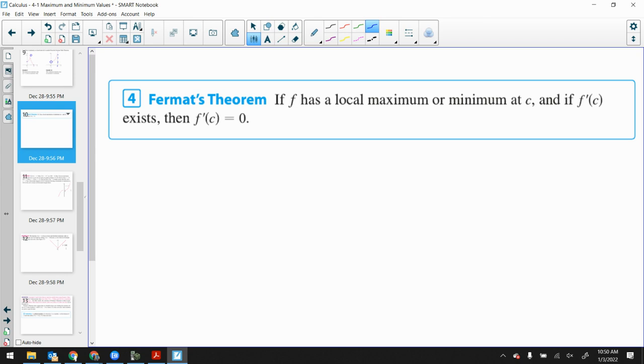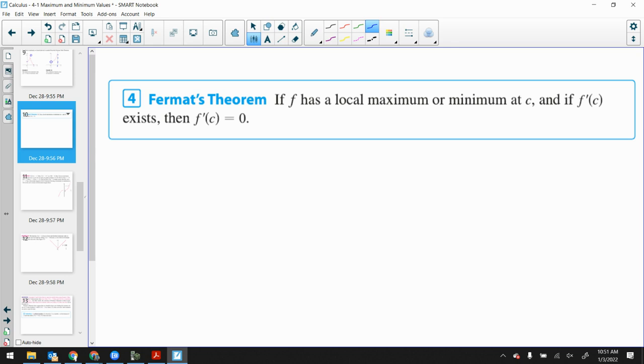Last thing here, and I'll close on this, and this is where we'll pick up tomorrow. This is a huge statement that we will have here. This guy Fermat, pretty famous mathematician, first name's Pierre. Pierre Fermat. This is his theorem. If f has a local maximum or minimum value at c, this is a big statement. If f has a local maximum or minimum value at c, and if f prime, what is f prime? The derivative.